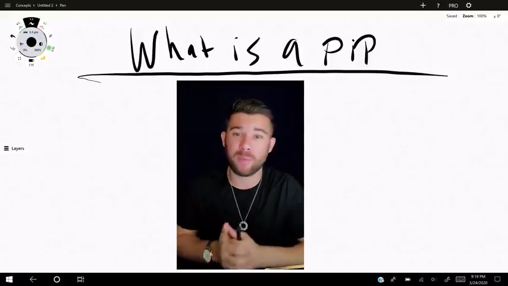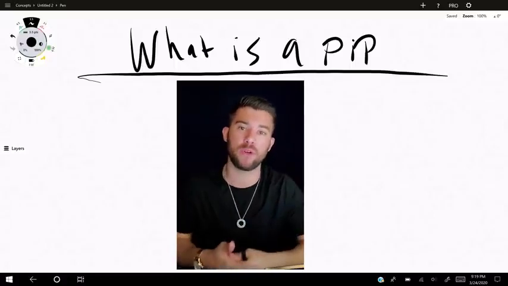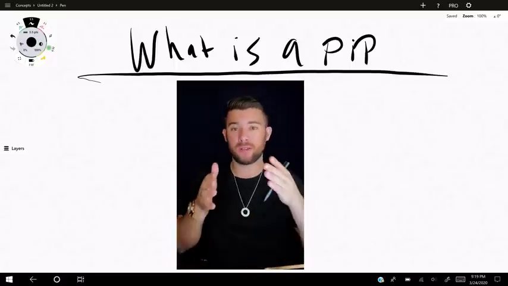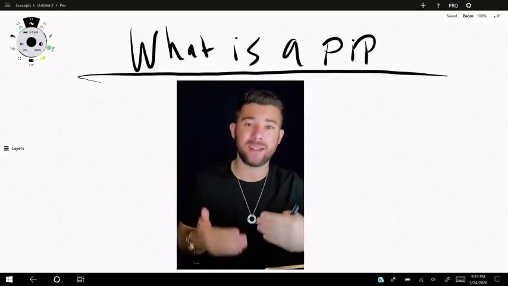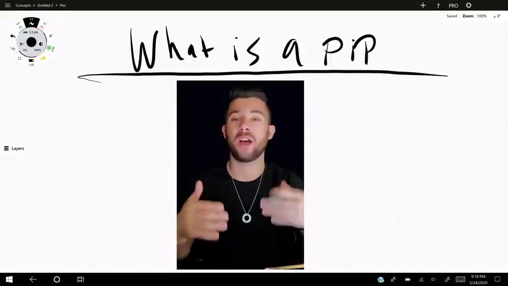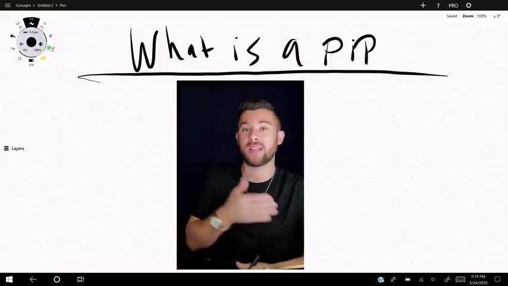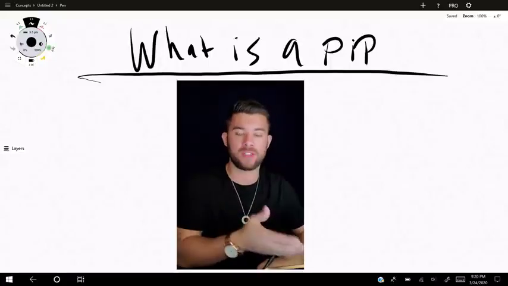We have to understand what a pip is because a pip is how the Forex market moves. A pip is the smallest amount of movement we can see in a currency pair that actually matters to us whenever we're placing orders. A pip is how we make profit or get stopped out depending on how our trade goes. So it's very important that we understand what this is.